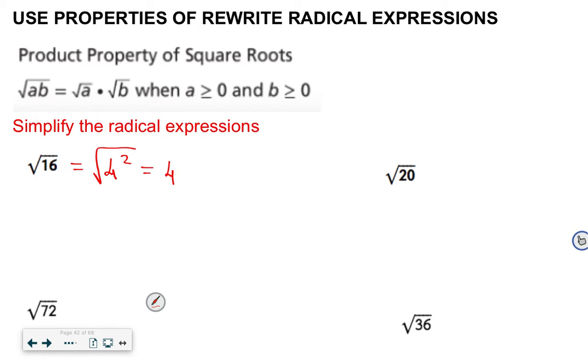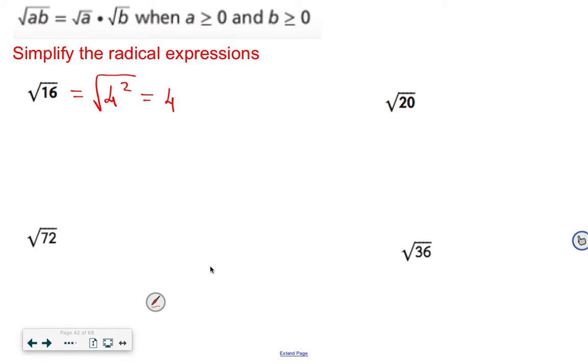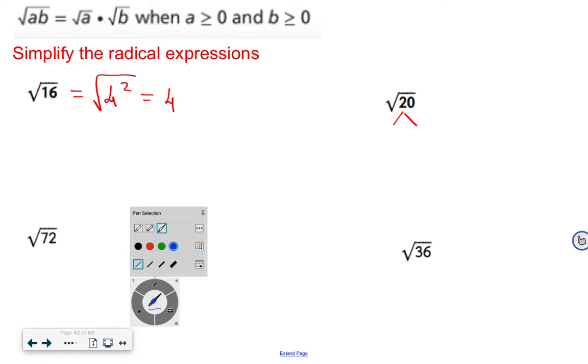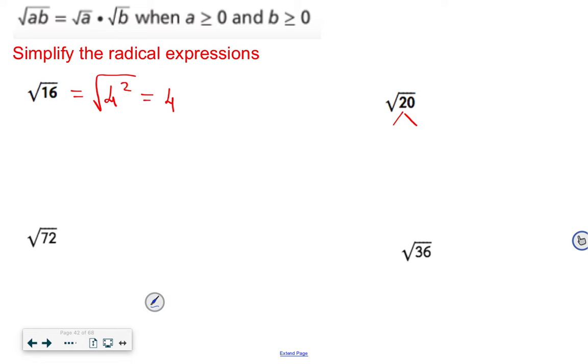What is radical 20? As you know, radical 20 is not a perfect square. To be able to simplify a non-perfect square expression, you have to make sure that one of the factors must be a perfect square. So what are the factors of 20? 5 times 4, right? So can I write this as radical 5 times 4? Yes, because 4 is the greatest perfect square. Can I separate them? Radical 5 times radical 4.